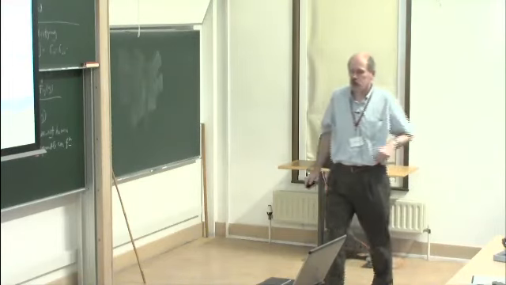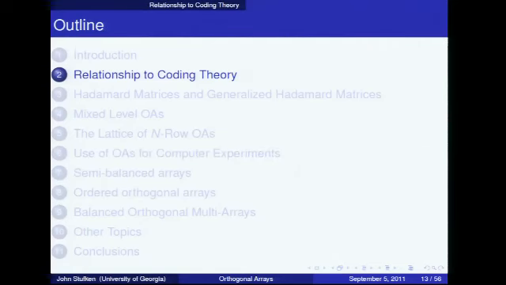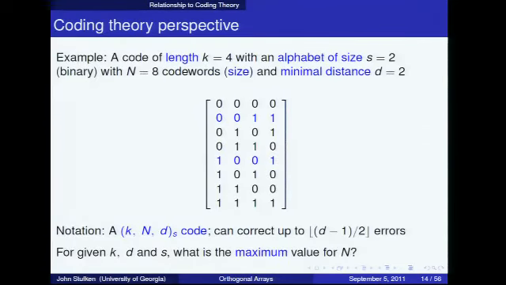And that's what I want to talk about next, the relationship between orthogonal arrays and coding theory. Somebody in coding theory looks at this in a slightly different way. I'm showing you the same orthogonal array that I showed you a little bit earlier. In coding theory, the way these arrays are used is, coding theory is interested in the rows. These rows, they're words for a person in coding theory.